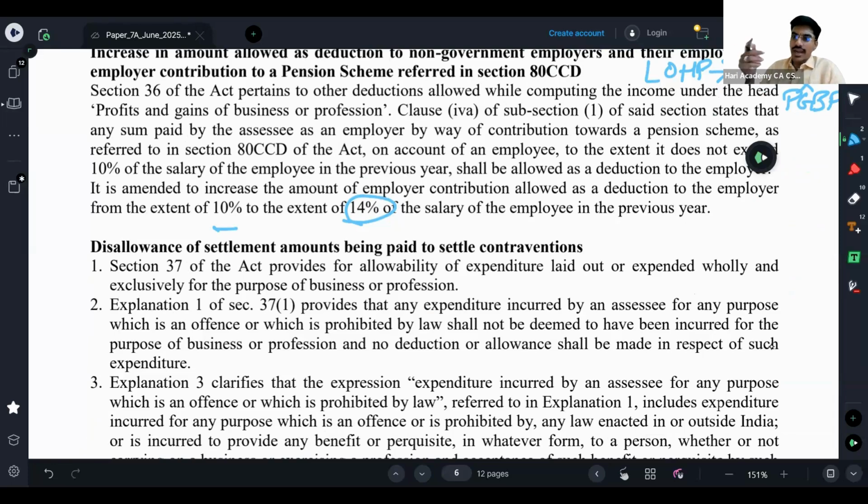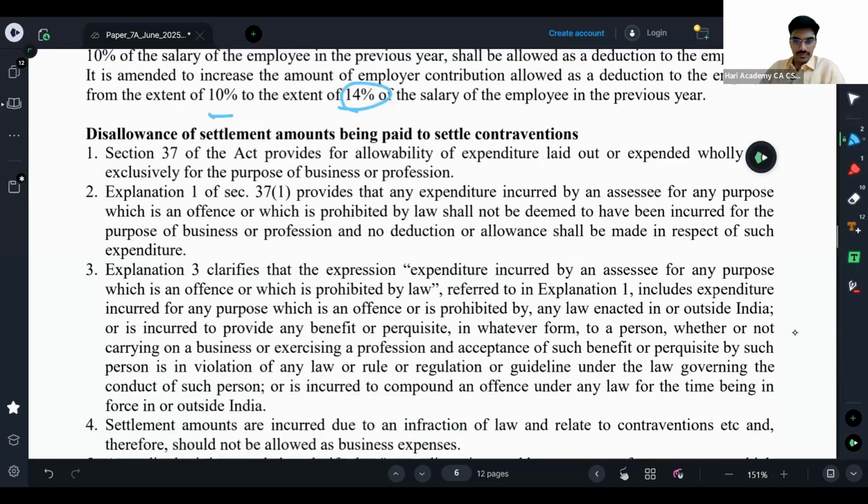The question was, if I'm going to settle a liability which is arising out of an act, should I say that the act has been overwhelmed? But now what the government has clarified is, you pay it under any name. If you are going to settle even any contravention, even that amount is not allowable as deduction under section 37.